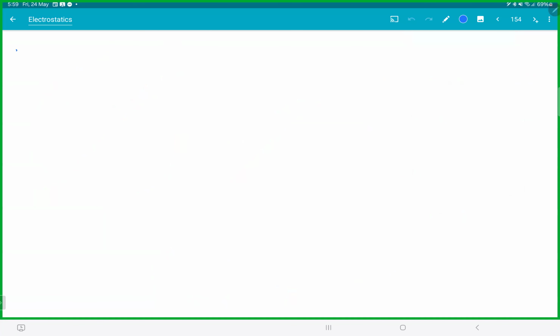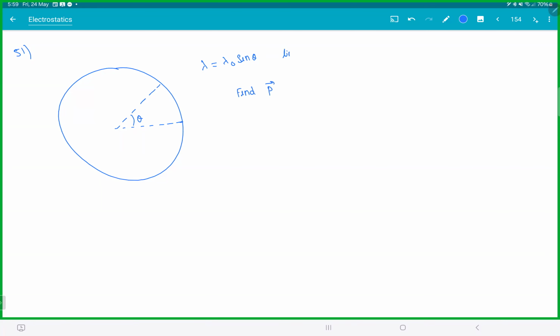Let's see one more. You guys do this one. Lambda is equal to lambda naught sine theta. Now this is a non-uniform ring, so we don't have an idea of its center of mass. If they give you something like this, you will get trapped. Linear charge density. Find the dipole moment. Lambda naught is constant. That's the reason you should know integration.